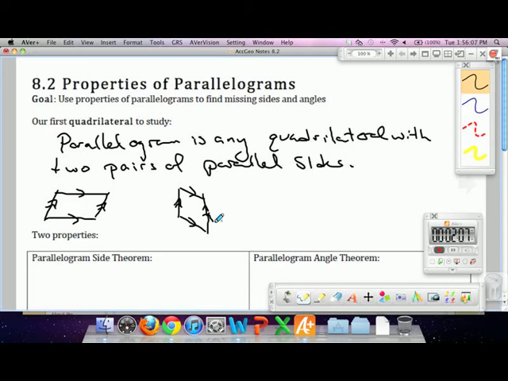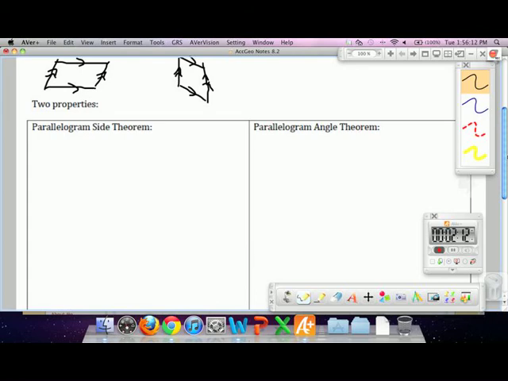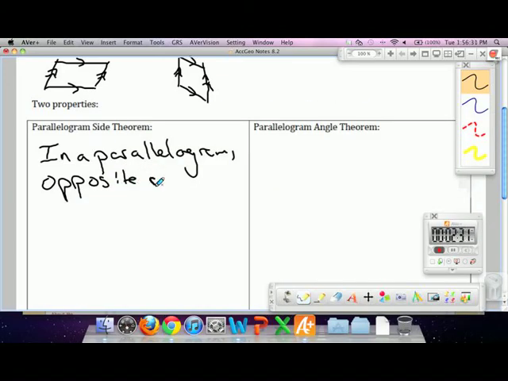We're going to apply all that stuff to these quadrilaterals that have two pairs of parallel sides. Our first two applications are the following. Our parallel sides theorem says the following: in a parallelogram, opposite sides are congruent. In any parallelogram, the opposite sides are congruent.